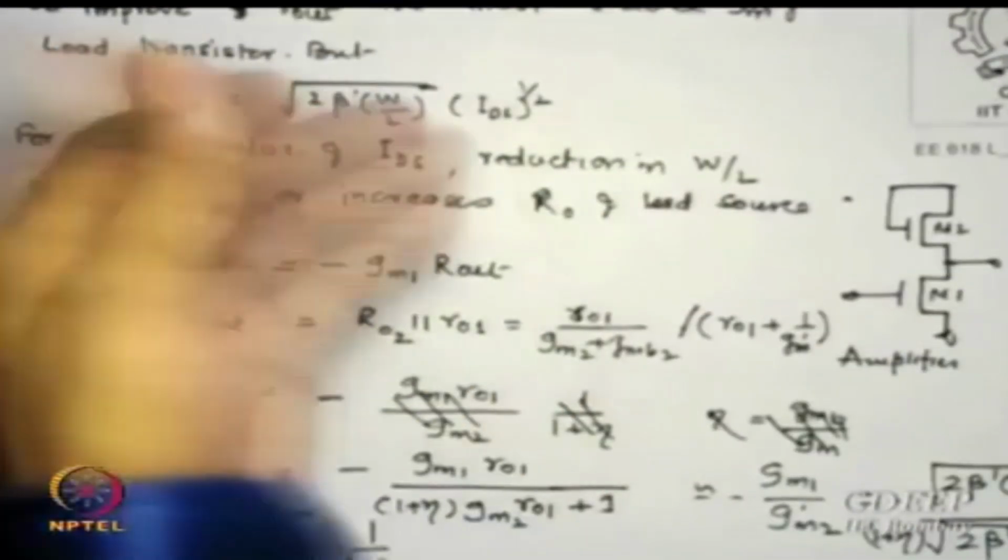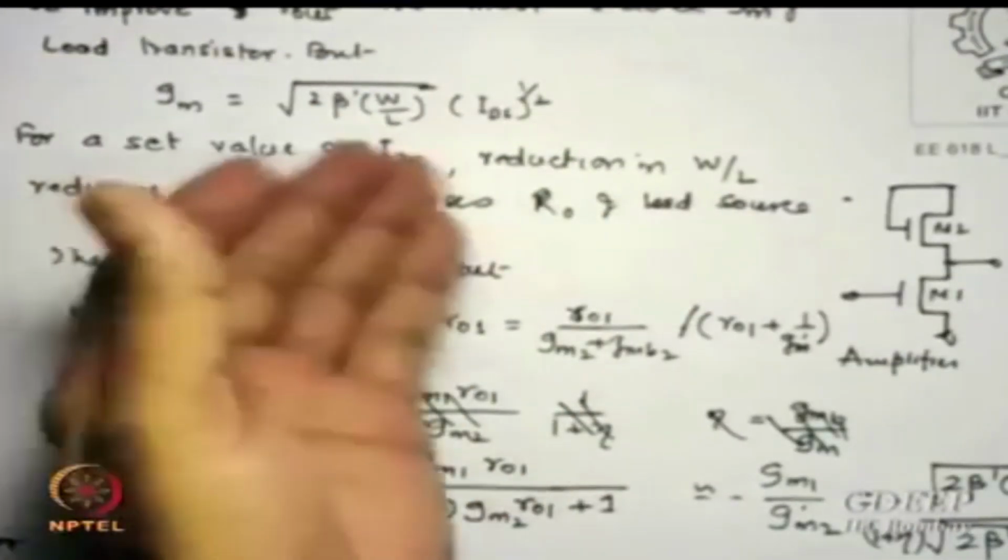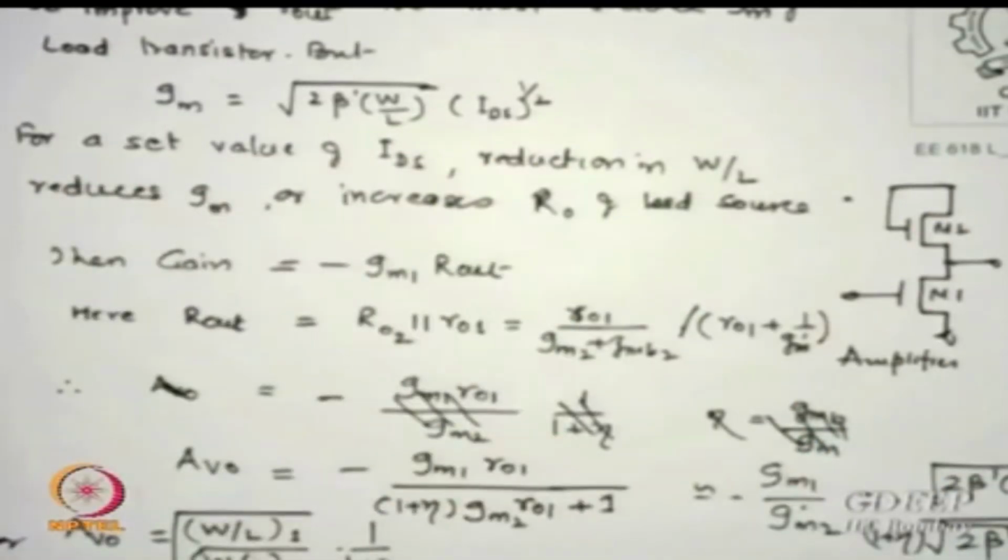If you look at the gain of an amplifier which has this diode connected load, the same thing which I stated is given here, do not rewrite. I already said Gm is proportional to W by L and root of IDS, and that is why I say increase lengths.